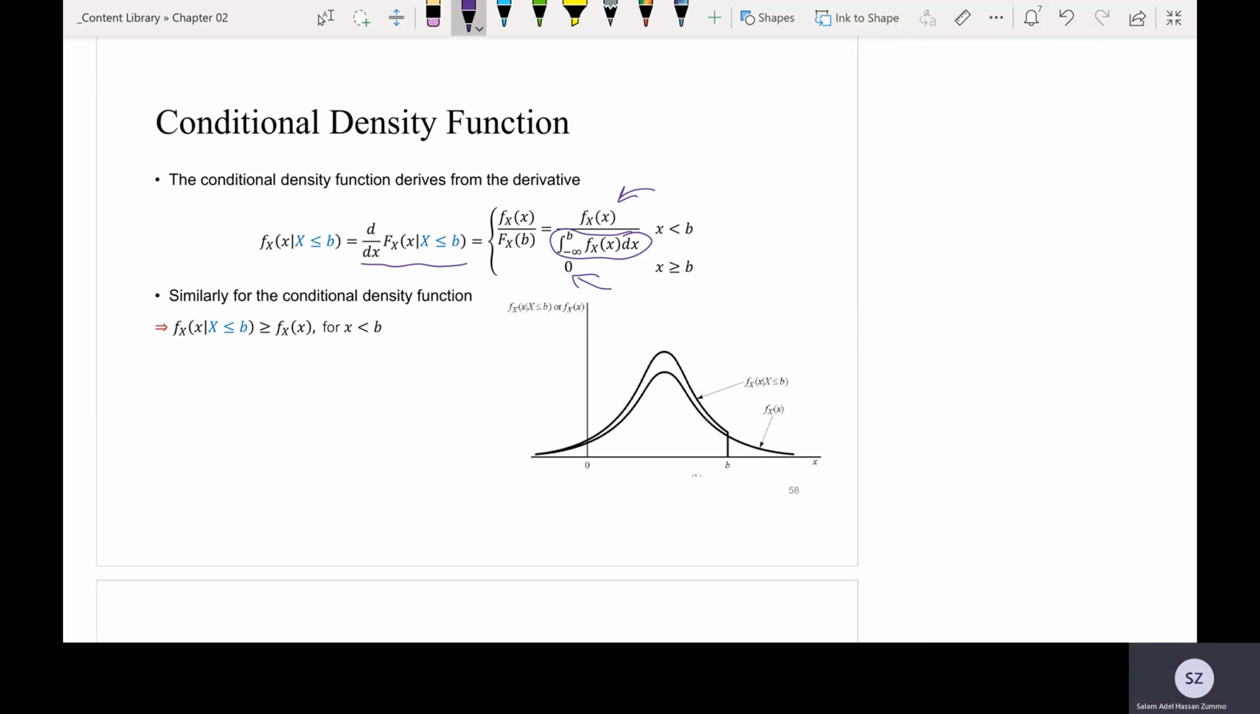Again, if we compare now, the PDF could be a Gaussian distribution, for example, in this shape. The conditional PDF will be in general larger because we are dividing by a number that is smaller than 1. Guys, the denominator is not a function. It's a number. The denominator is the probability that X is less than or equal to b. It's a number.